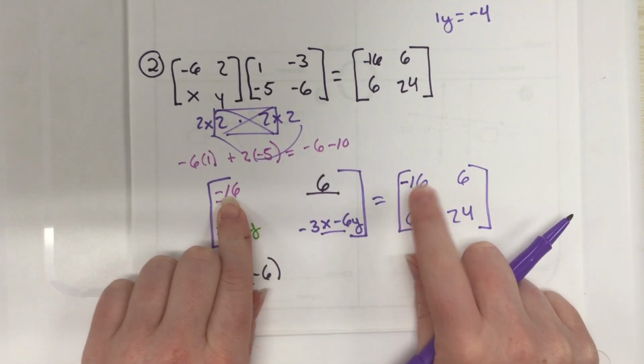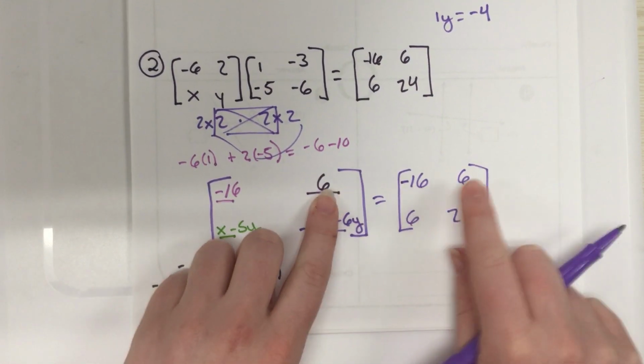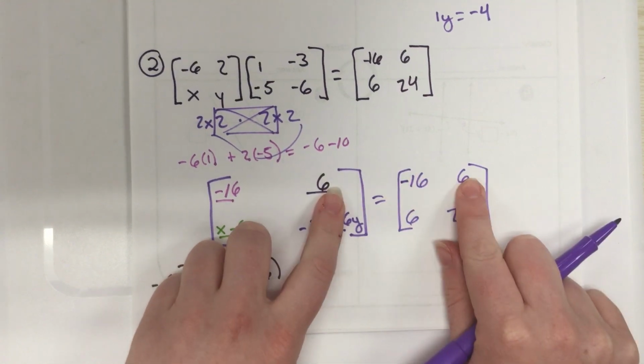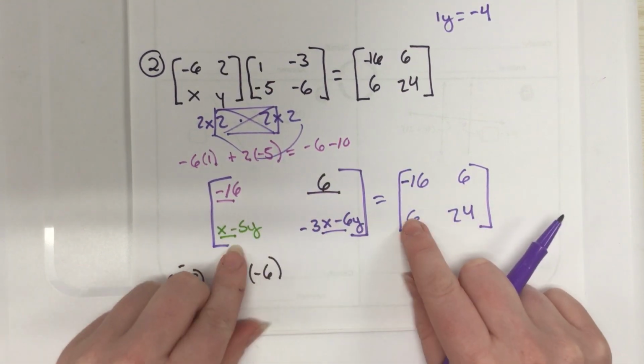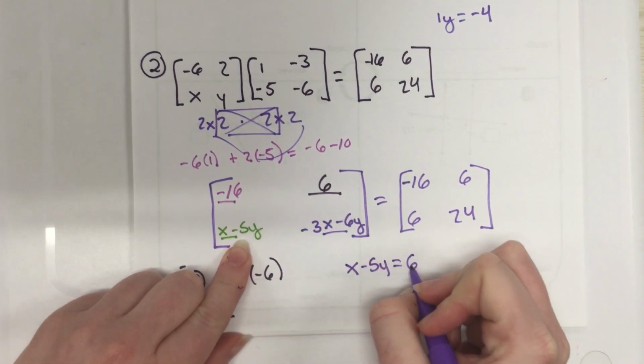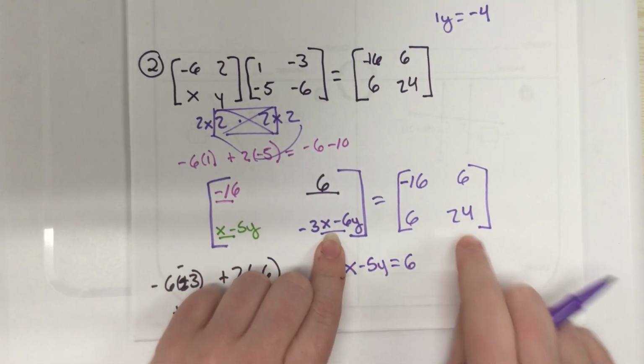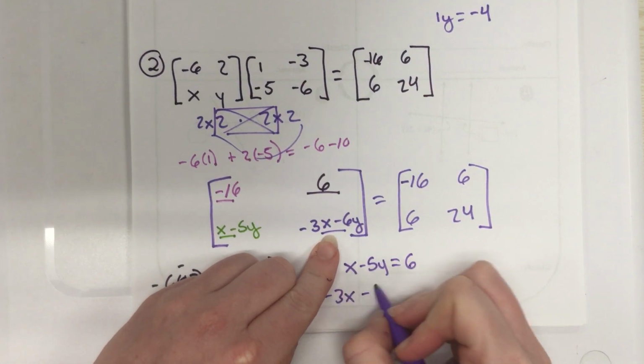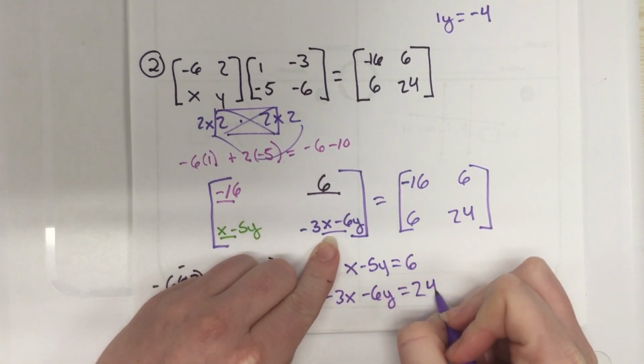Okay, so we got negative 16, right? And then positive 6, so that's equal to that. And this is equal to that. So that means this is equal to that. So my first equation is x minus 5y equals 6. And my second equation is negative 3x minus 6y equals 24.